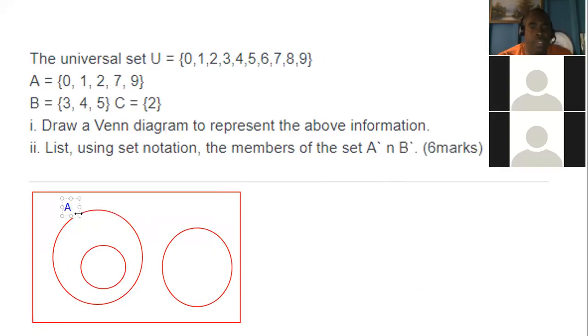Now we have 10 minutes to go. So at the end of the 10 minutes, you re-log in, please.